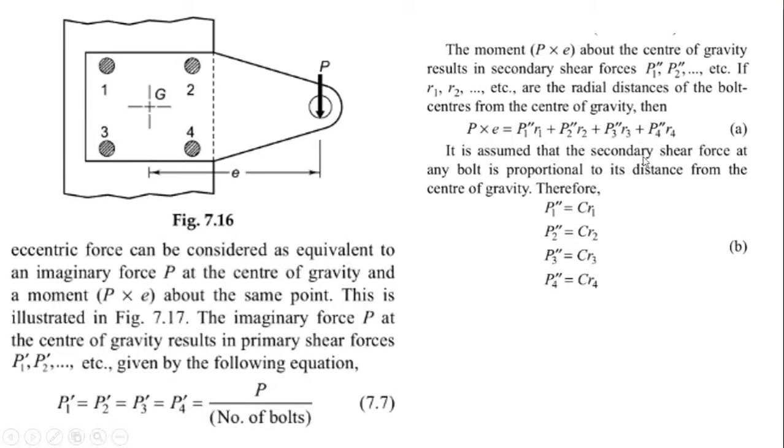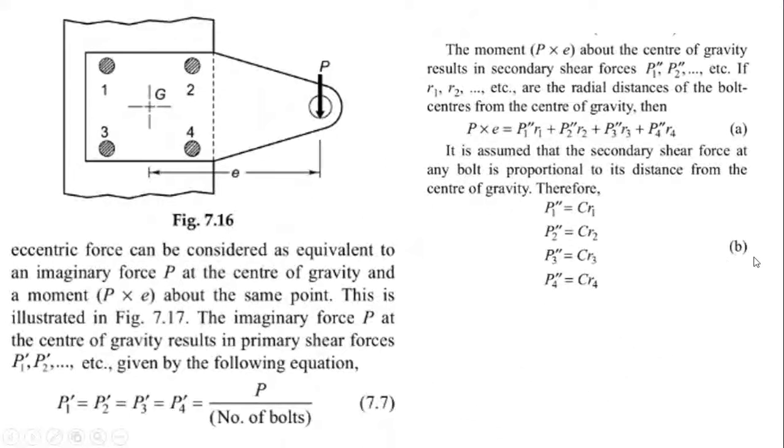It is assumed that the secondary shear force at any bolt is proportional to its distance from the center of gravity. Therefore, P1 double dash equals C into R1, where C is a constant. P2 double dash equals C into R2, P3 double dash equals C into R3, and P4 double dash equals C into R4.